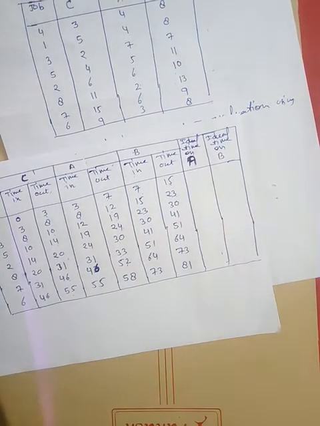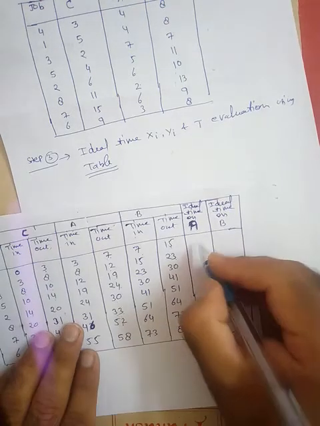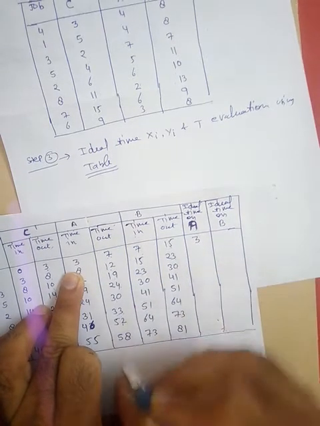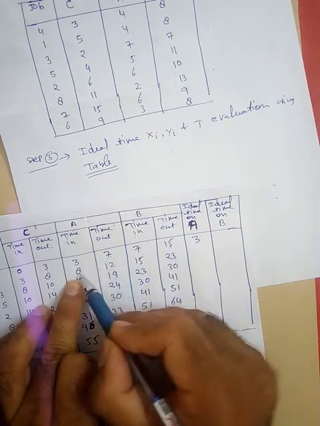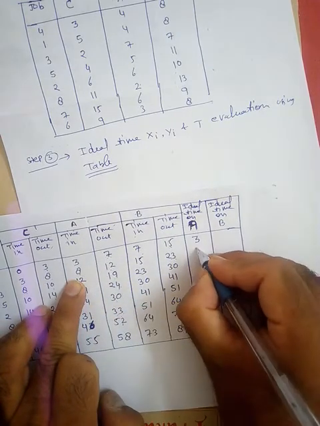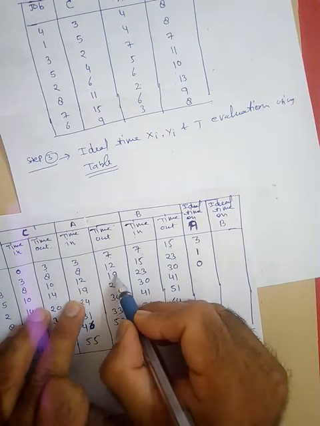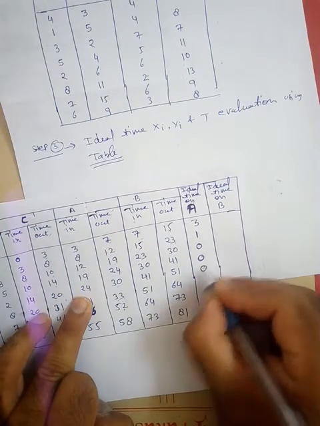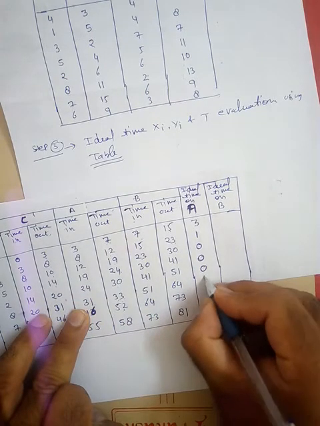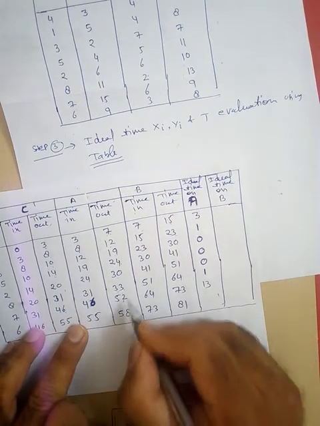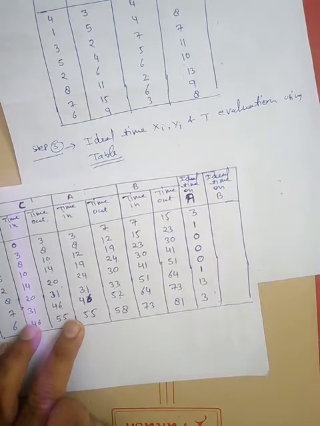So this is the table. Now evaluate the idle time. Idle time here on machine A. Here it starts from 3, so 3 hours idle time. Here there is a gap between 7 and 8, so 1 hour gap. There is no gap, so 0. There is no gap, so 0. There is no gap, so 0. There is a gap of 1 hour, so 1. There is a gap of 13 hours, so 13. There is a gap of 3 hours, so this is the idle time.